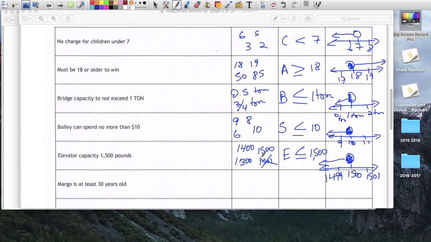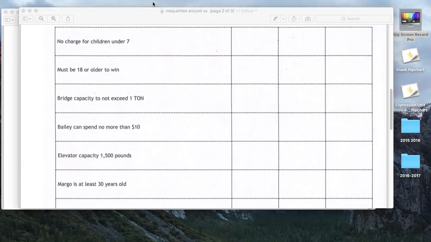Margot is at least 30 years old, which means she's not younger than 30. She can be 30, 31, 32, 33, but definitely not younger than 30. So possible ages: 30, 35, 40, 45, anything that's 30 or higher. So M for Margot and 30. So how is Margot compared to 30? Well, she's going to be anything that's greater than 30 or even equal to 30. Here's 30, 31, 29, circle, and her age is going to be above 30. I'm going to shade that.